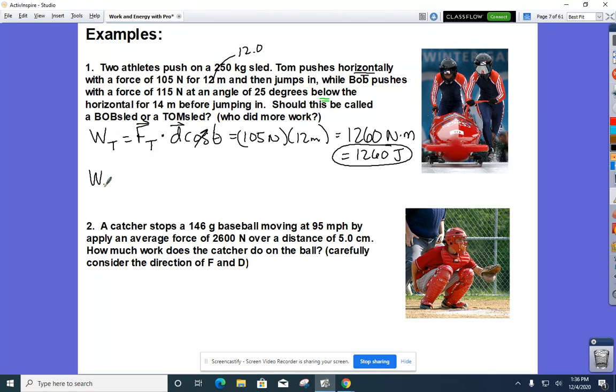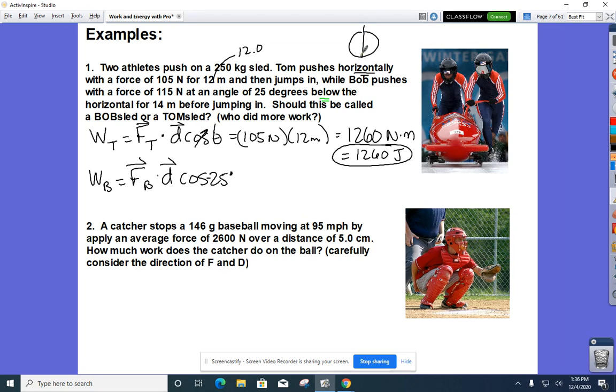So work done by Bob is equal to the force that Bob exerts multiplied by the displacement through which that force is acting times the cosine of the angle between that force and displacement. Being very literal there with that equation. Let's see, that's 25 degrees below the horizontal. You might be tempted to put that in as a negative 25.